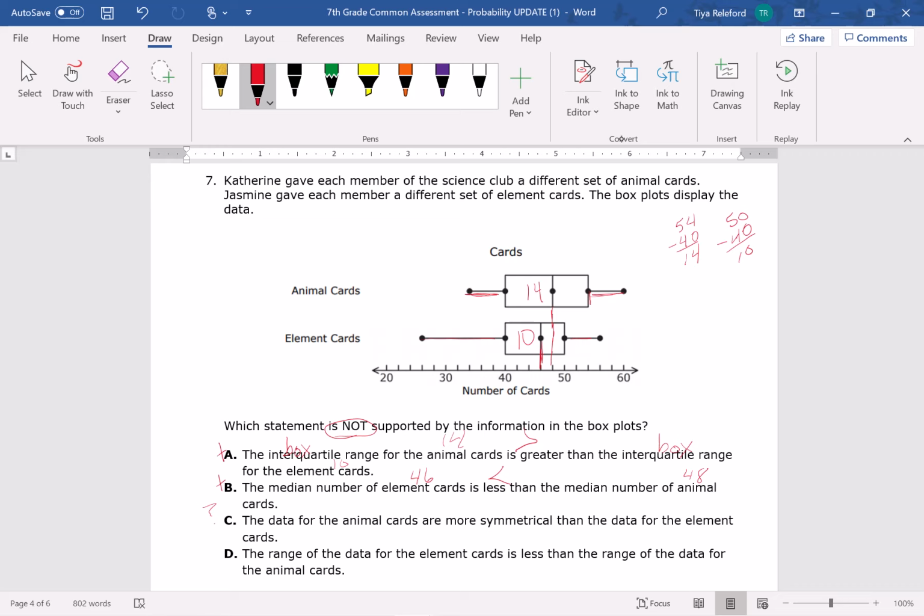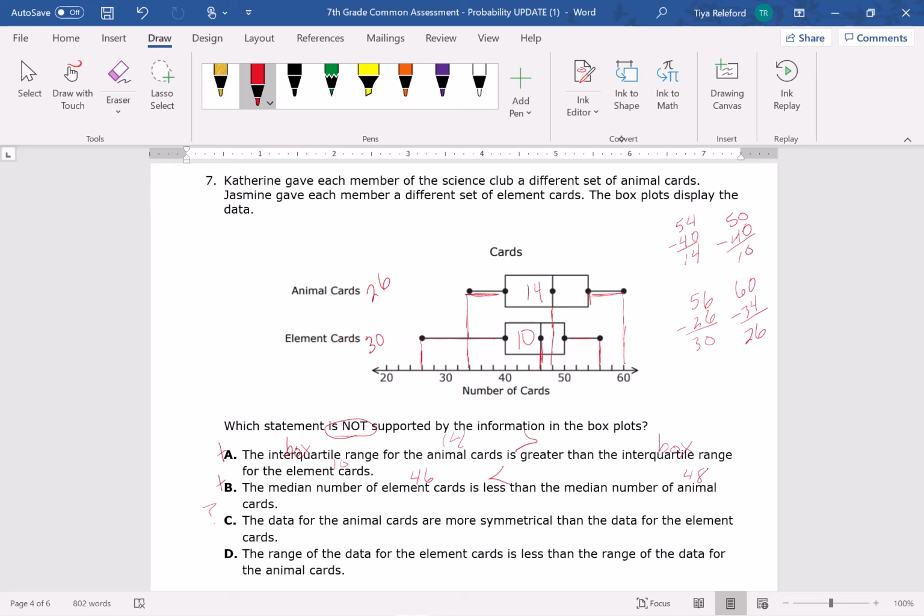The range of the data for the element cards is less than the range of the data for the animal cards. So element cards range is 56 is your high number, and 26 is your low number. So your range for element cards is 30. Your animal cards, your high number is 60, and the low is 34. So your range for animal cards is 26.